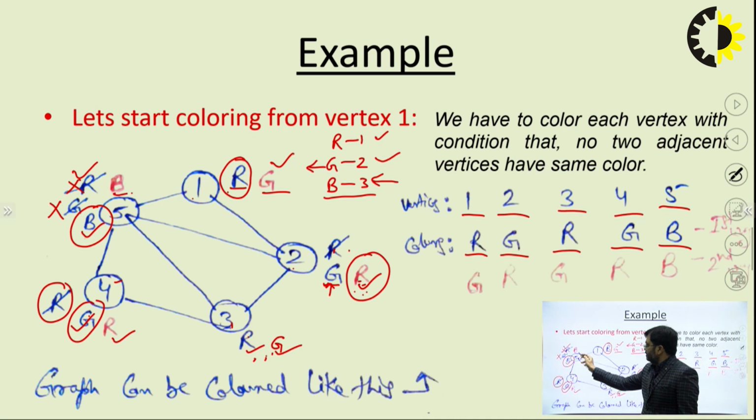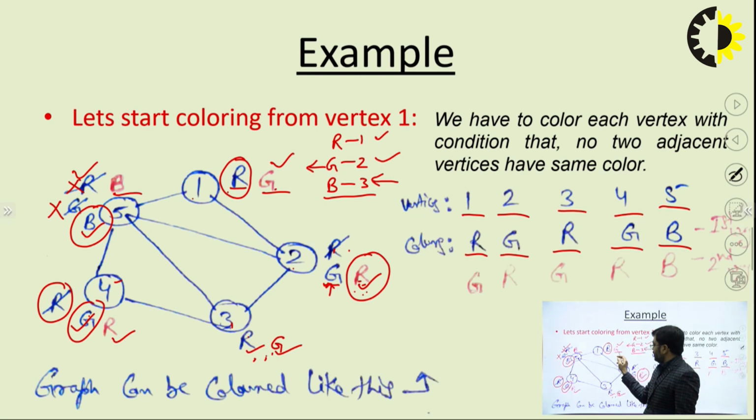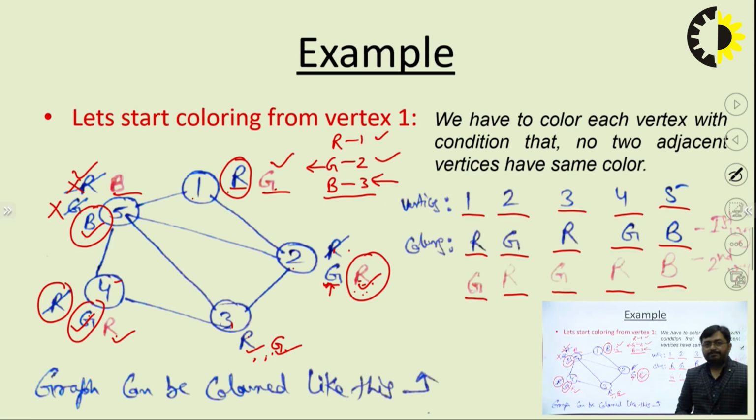This is another solution of coloring this graph, means green, red, and blue. Here vertex number 1 green, vertex number 2 red, vertex number 3 green, vertex number 4 red, vertex number 5 blue. That is the second way or the second option for coloring this graph.